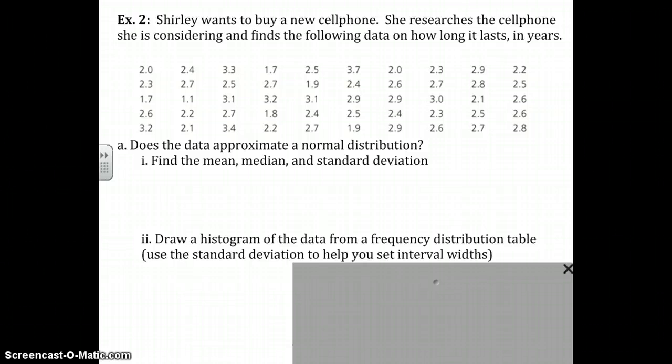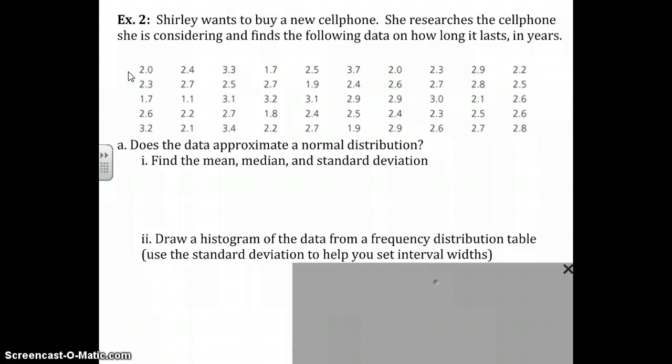So example 2 here. Shirley wants to buy a new cell phone. She researches the cell phone she's considering and finds the following data on how long it lasts in years. So these are how long the phones last. We've got 2.0 years, 2.3 years, 1.7, and so forth. So she's got all this data on this one phone. This is all data about one phone.